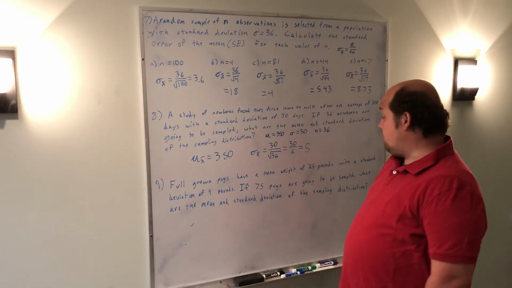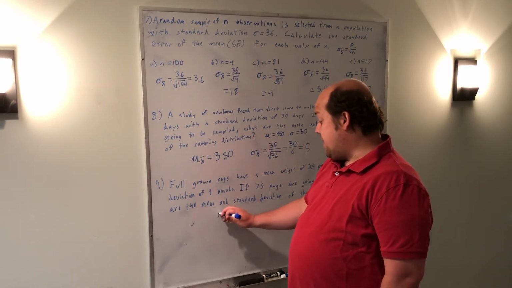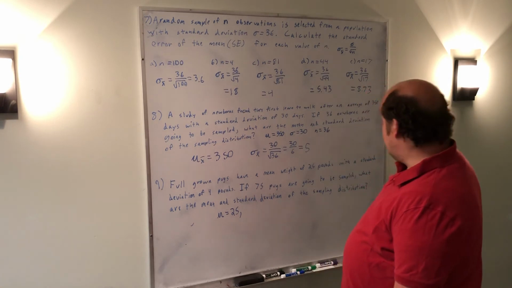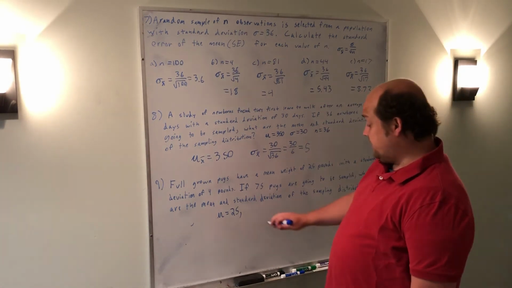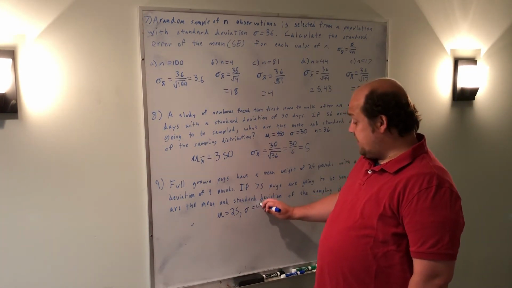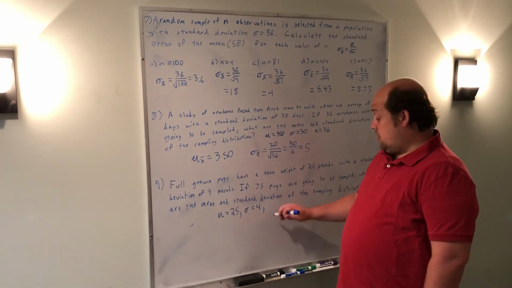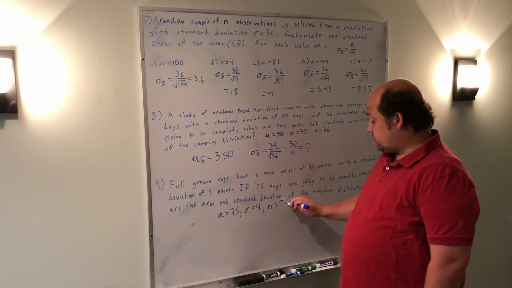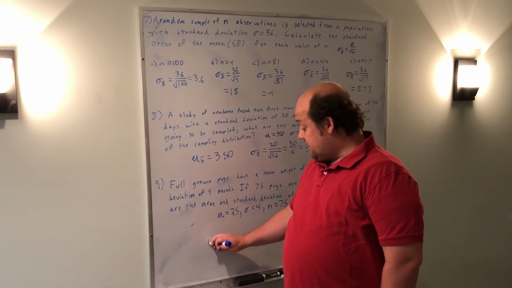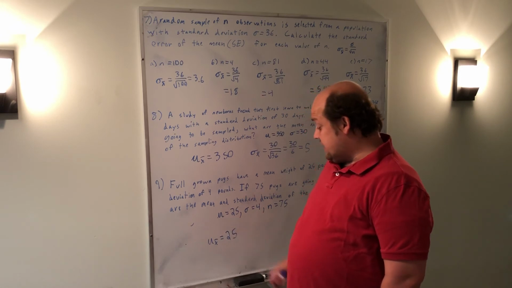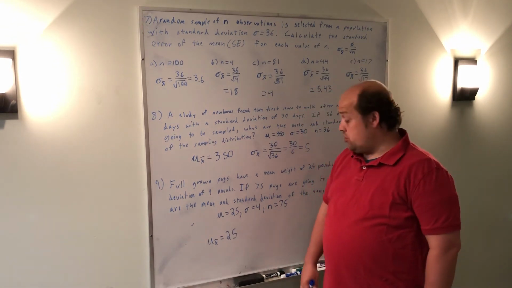We see that the full-grown pugs have a mean weight of 25 pounds. That's going to be my mu, the population mean. They have a standard deviation of 4 pounds. That's my sigma, 4. And we're looking at 75 pugs. That's my n. Again, as far as the mean of the sampling distribution, mu sub x bar, that just is exactly the same as the mean of the original distribution.